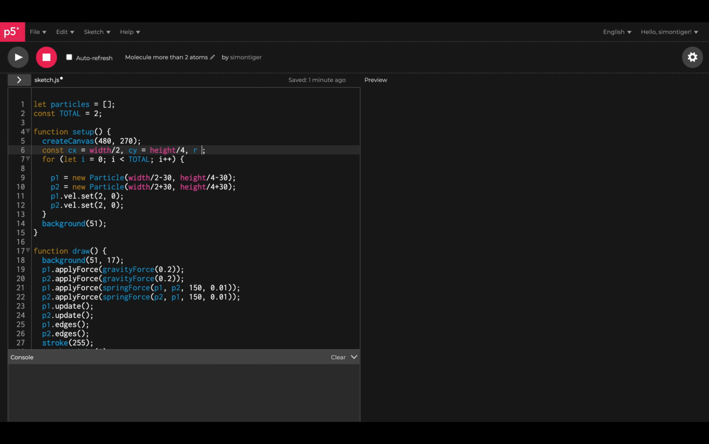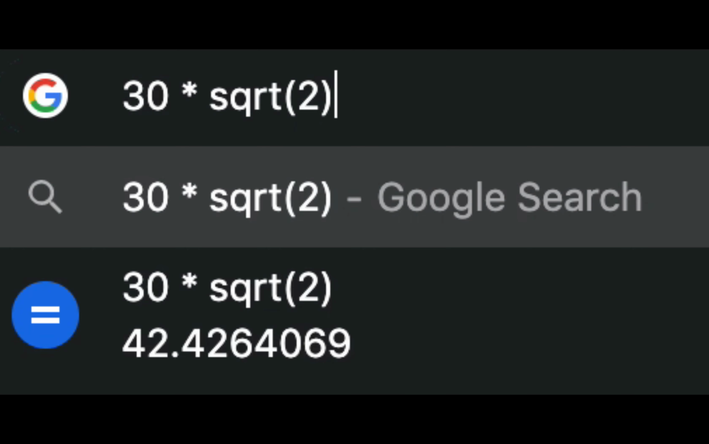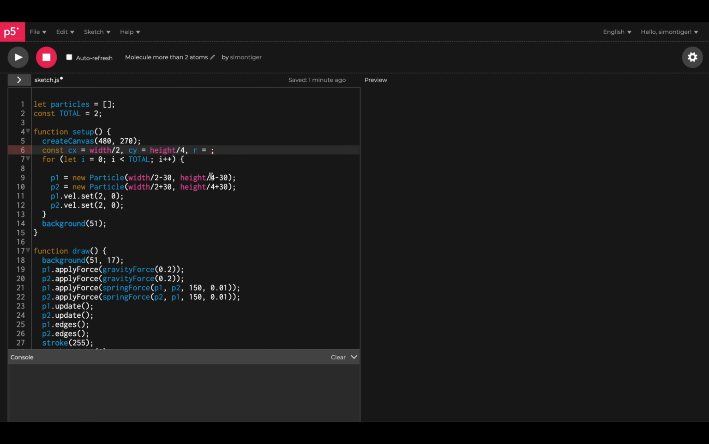Also have a radius at which they will spawn, which is going to be, I don't know... I had it at 30... Actually, no, I didn't have it at 30. What's 30 times the square root of 2? Around 42. So I'm going to make the R be 42.